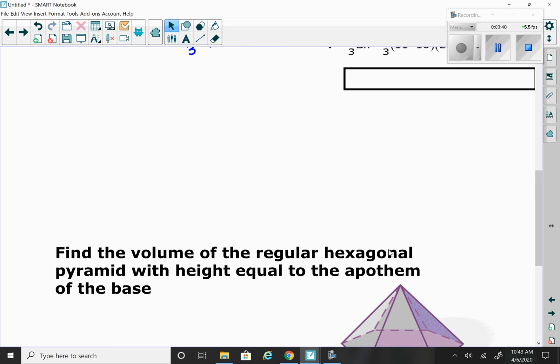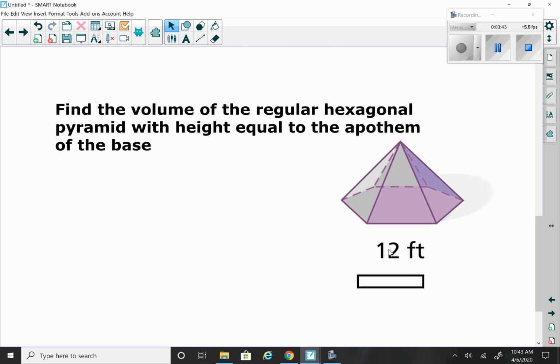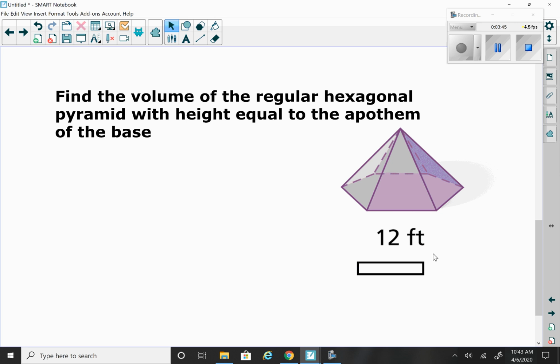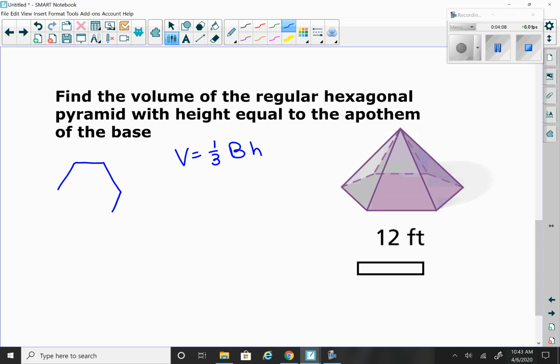The next one, we're going to look at together. It says find the volume of the regular hexagonal pyramid with height equal to the apothem of the base. So again, if it's a hexagonal pyramid, we know that the base is a hexagon. So first, let's just write down our formula. The volume is equal to 1/3 times the area of the base times the height. Since our base is a hexagon, let's just go ahead and sketch a little regular hexagon. Okay, so there's my regular hexagon. I know that it's 12 feet on each side.